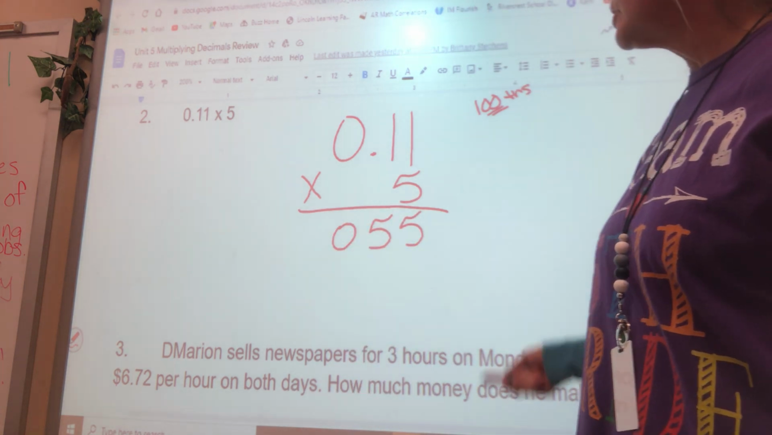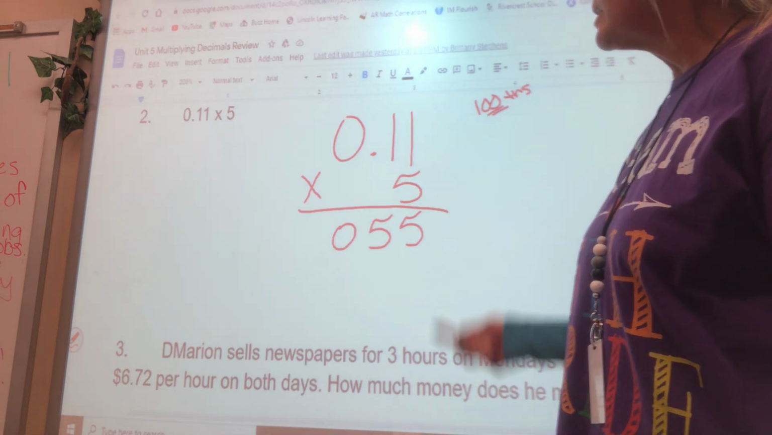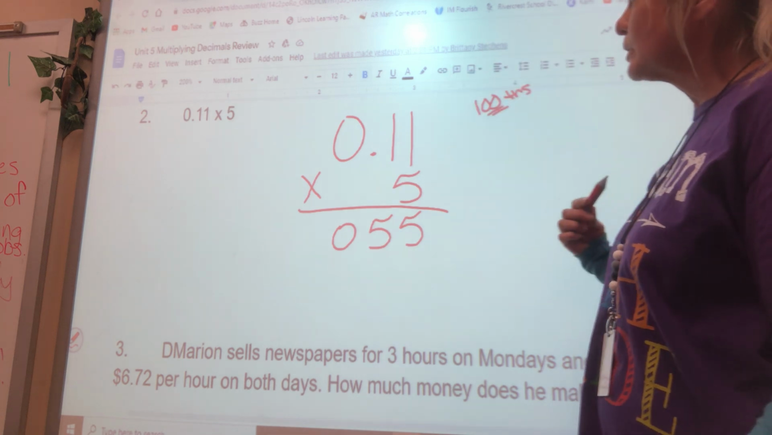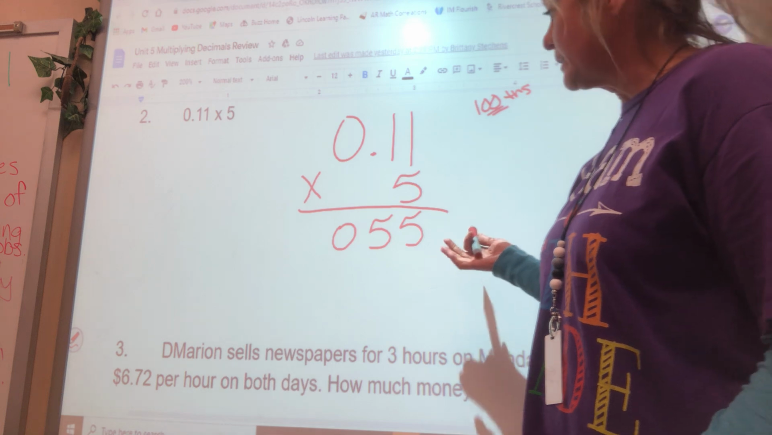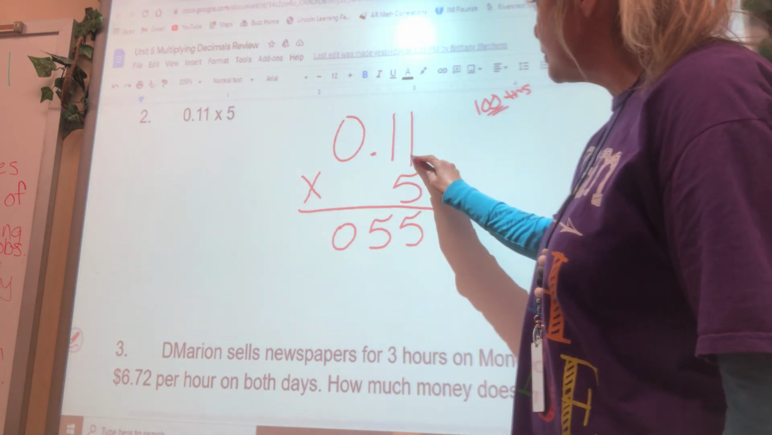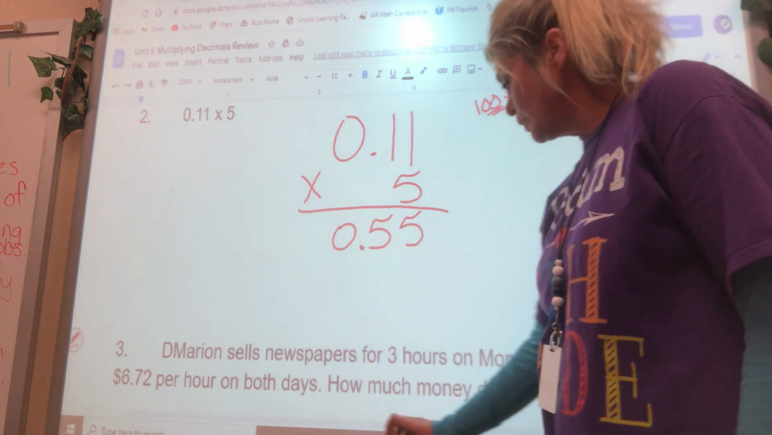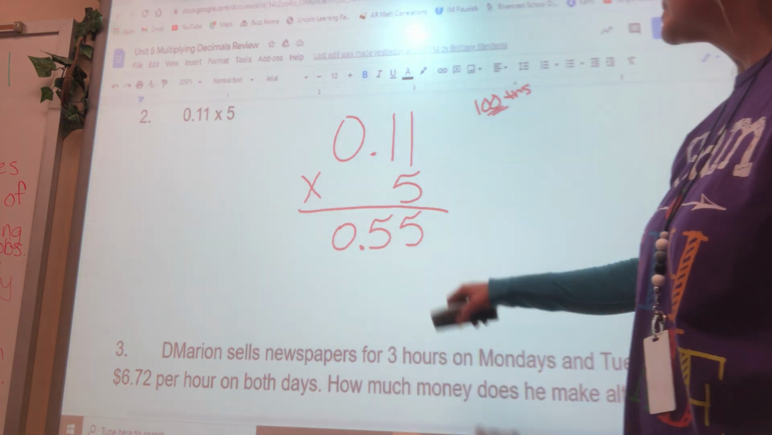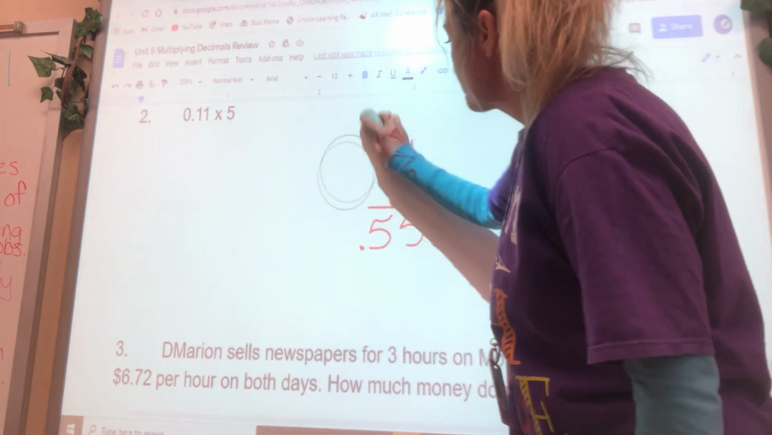We said it should be hundredths. We know that's 2 places. And now we can count how many digits are behind the decimal in the whole problem, and that's how many will be behind the decimal in the product. So 1, 2, because this one doesn't have anything back there. So our answer would be 55 hundredths, tenths, hundredths. And that goes along with what we said before we even got started.